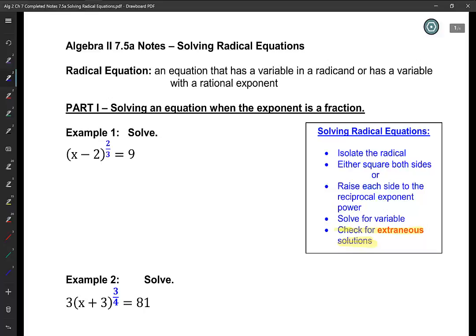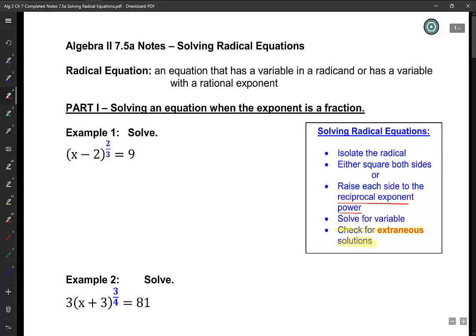All right, our first one has a fractional exponent of 2/3. And as you know, we need to get rid of this fractional exponent. It's the cubed root, and it's then squared. To get rid of a cubed root, we would cube both sides, and to get rid of something squared, we would take the square root of both sides. So what we're going to do is raise each side to the reciprocal exponential power.